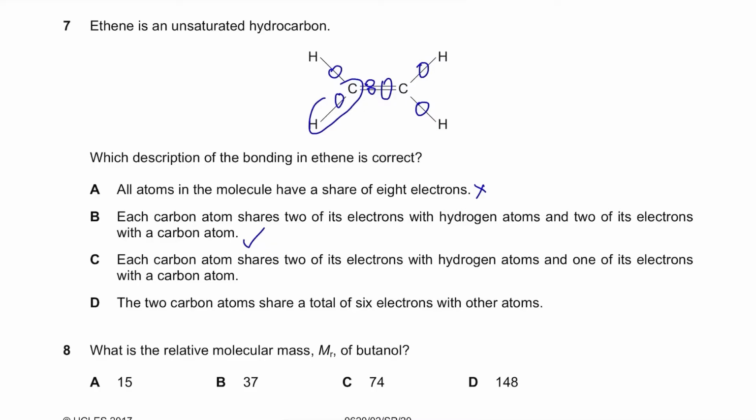C. Each carbon atom shares 2 of its electrons with hydrogen atoms and 1 of its electrons with a carbon atom. Now, it shares 2 electrons with a carbon atom instead of just 1. The hydrogen part is correct. D. The 2 carbon atoms share a total of 6 electrons with other atoms. Nope, they are sharing 4 electrons with other atoms.